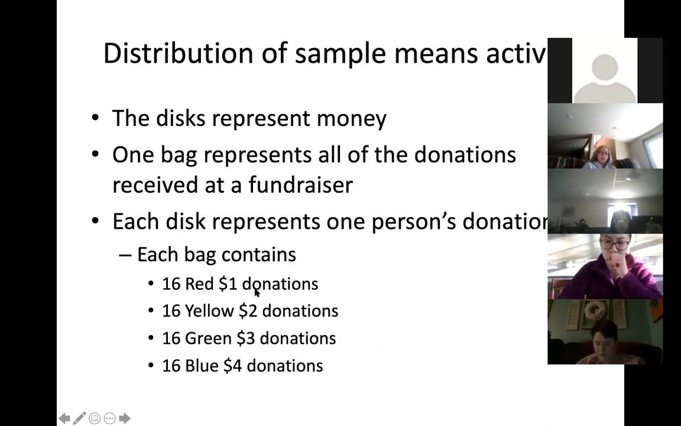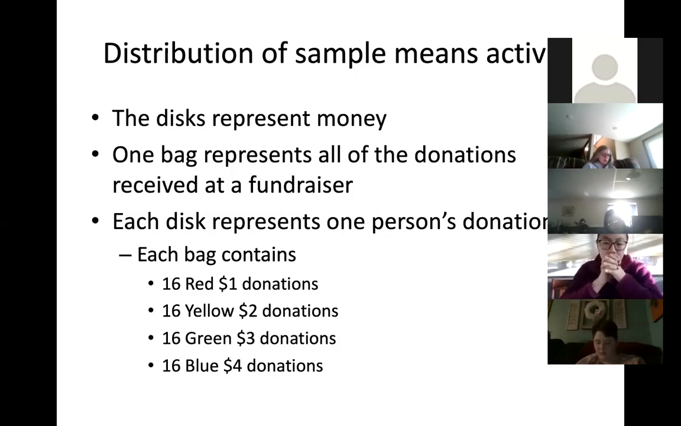So the red coins were a $1 donation. The yellow coins were a $2 donation. The green ones were a $3 donation. And the blue ones were a $4 donation. And it was like money donated at a fundraiser. So each coin represented the amount that a person donated at a fundraiser.